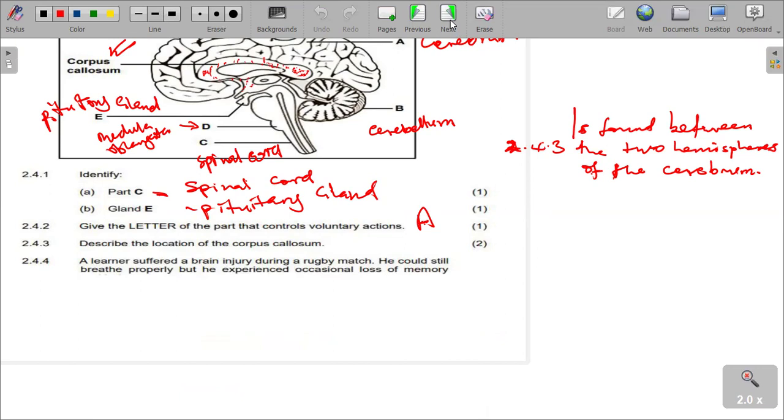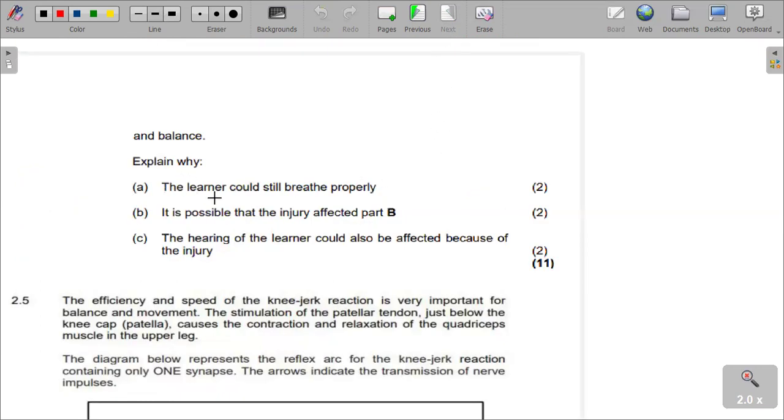And then the question is saying, explain why the learner could still breathe properly. Why is the learner still breathing properly? Why is that possible? The question wants the learner to understand what part of the brain is responsible for breathing. If the learner is still breathing properly, therefore it means what?